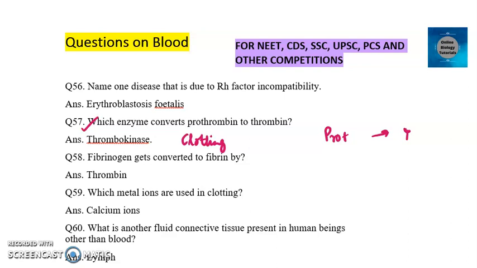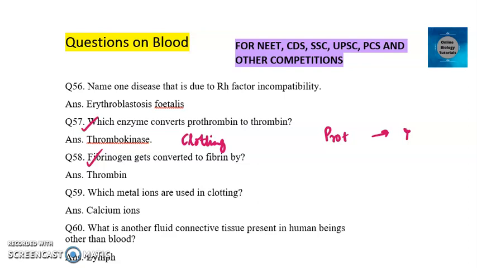Question number 58. Fibrinogen gets converted to fibrin by thrombin. These are all the reactions which take place during clotting. Which metal ions are used at the time of clotting? The right answer is calcium ions.